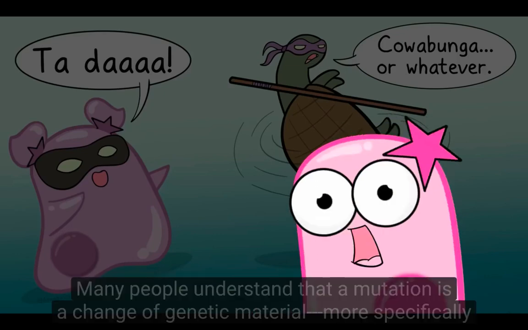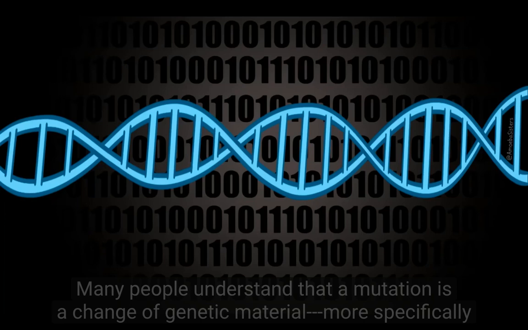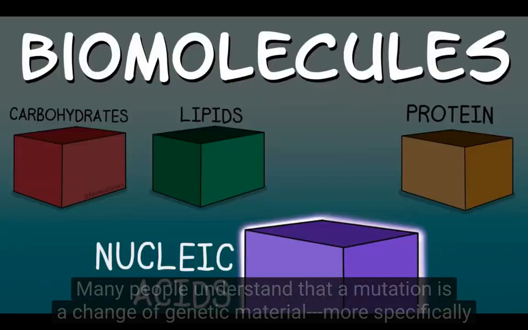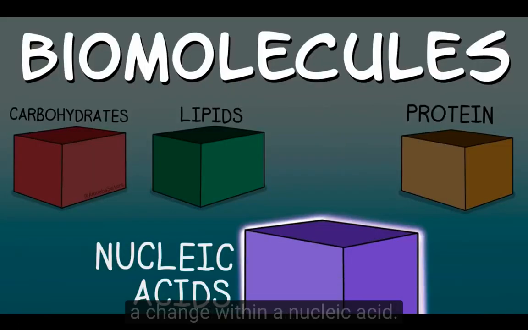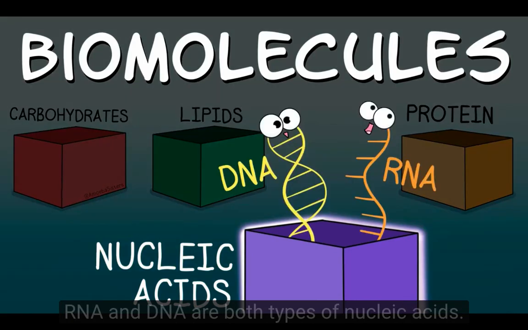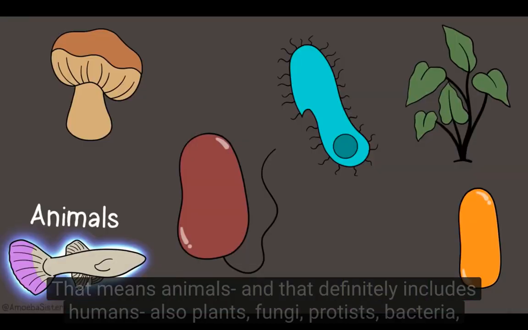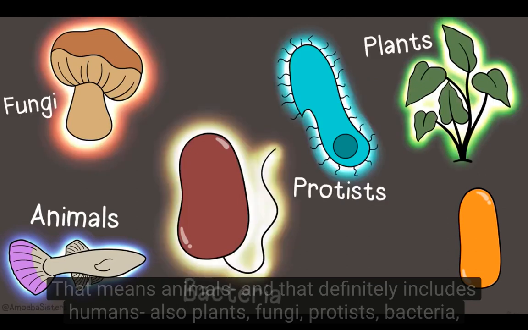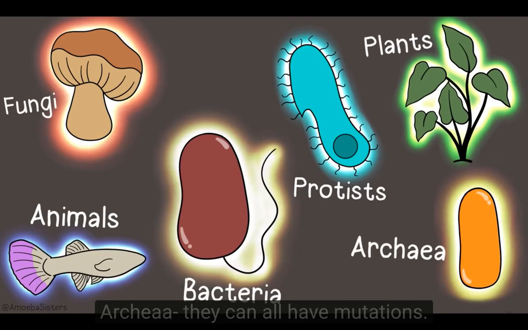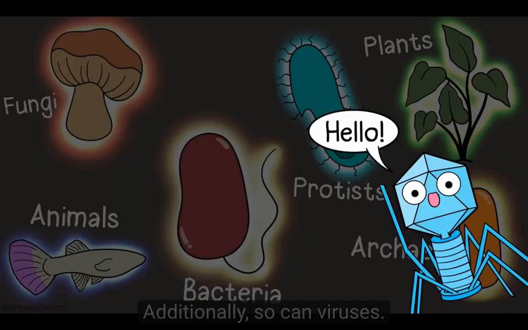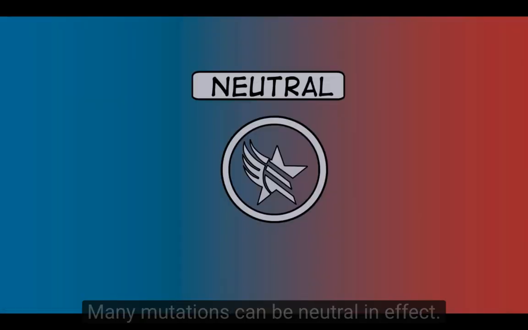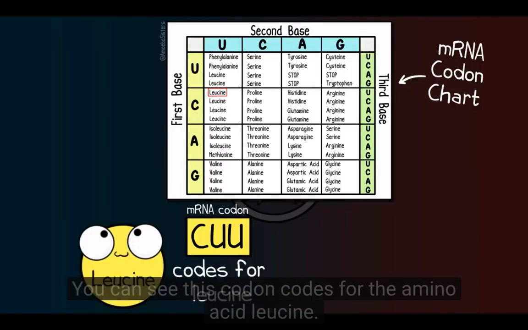Let me explain. Many people understand that a mutation is a change of genetic material, more specifically, a change within a nucleic acid. RNA and DNA are both types of nucleic acids. Therefore, anything with RNA or DNA can have a mutation. That means animals, and that definitely includes humans, also plants, fungi, protists, bacteria, archaea, they can all have mutations. Additionally, so can viruses. Many mutations can be neutral in effect. You can see this codon codes for the amino acid leucine.